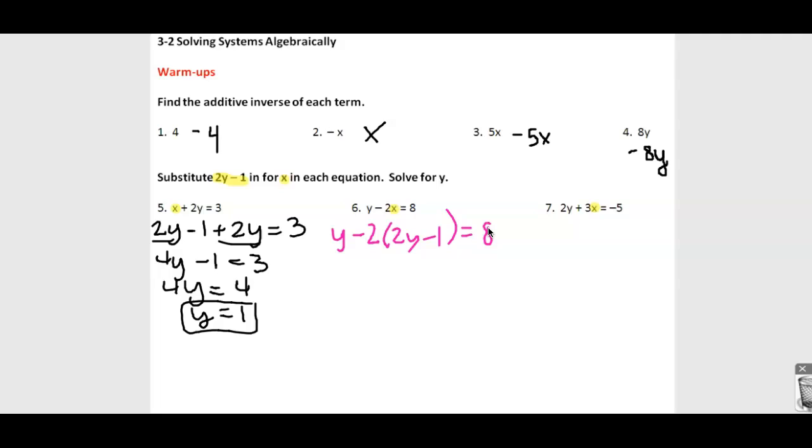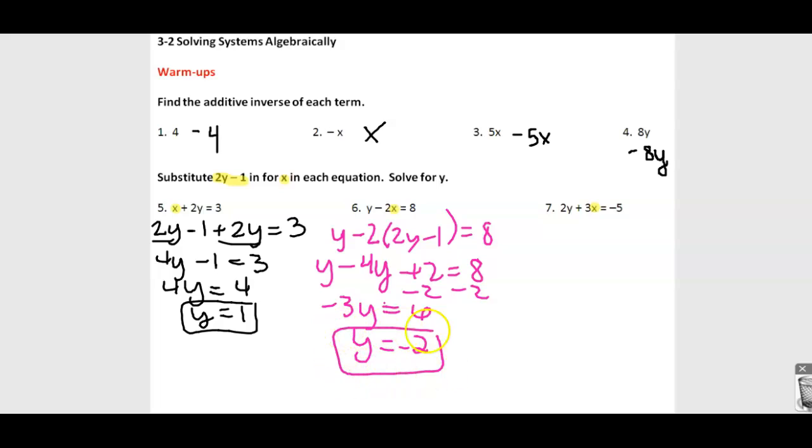In that middle problem, we have to distribute the negative 2 inside the parentheses. So you get y minus 4y, because the negative 2 distributes in, and then negative times a negative gives a positive 2 equals 8. You get negative 3y, and then subtracting over the 2 equals 6, or y equals 6 divided by negative 3, or y equals negative 2.